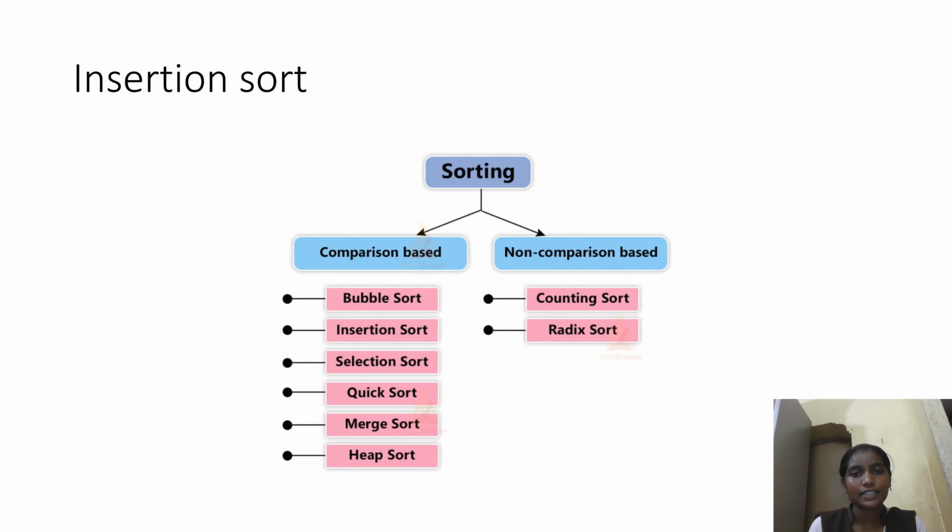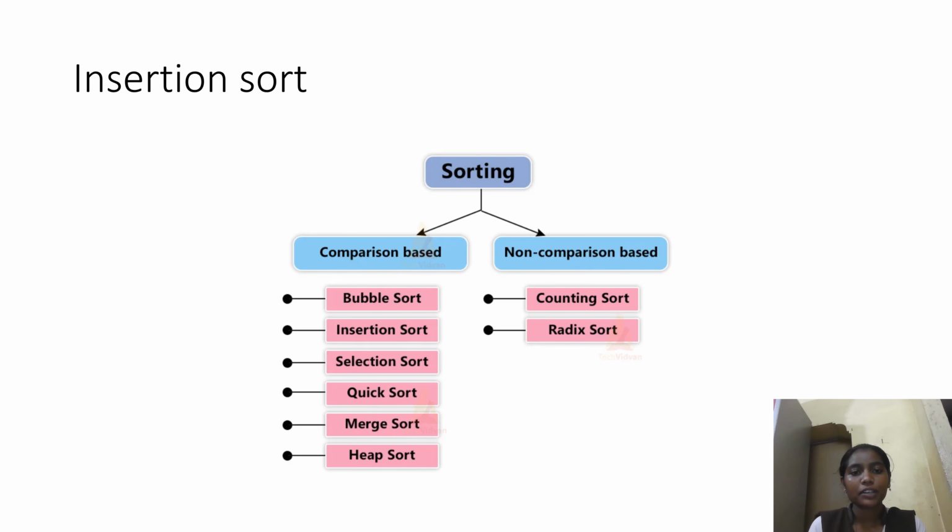Next, insertion sort. First, sorting is the process or mechanism to rearrange the given list of elements in a particular order, either ascending order or descending order. Now, in this section, we choose ascending order. Sorting can be divided into two ways. One is the comparison based approach. Another one is the non-comparison based approach.